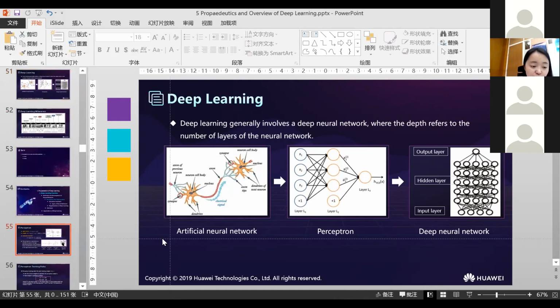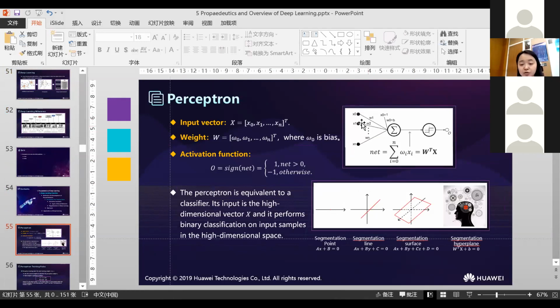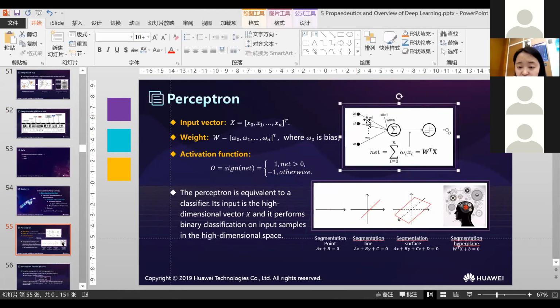We use equations like this. Here we have n inputs, and then we take the weighted sum: x1 times w1, x2 times w2, up to xn times wn, plus bias. That is a weighted sum, and then we always use an activation function.